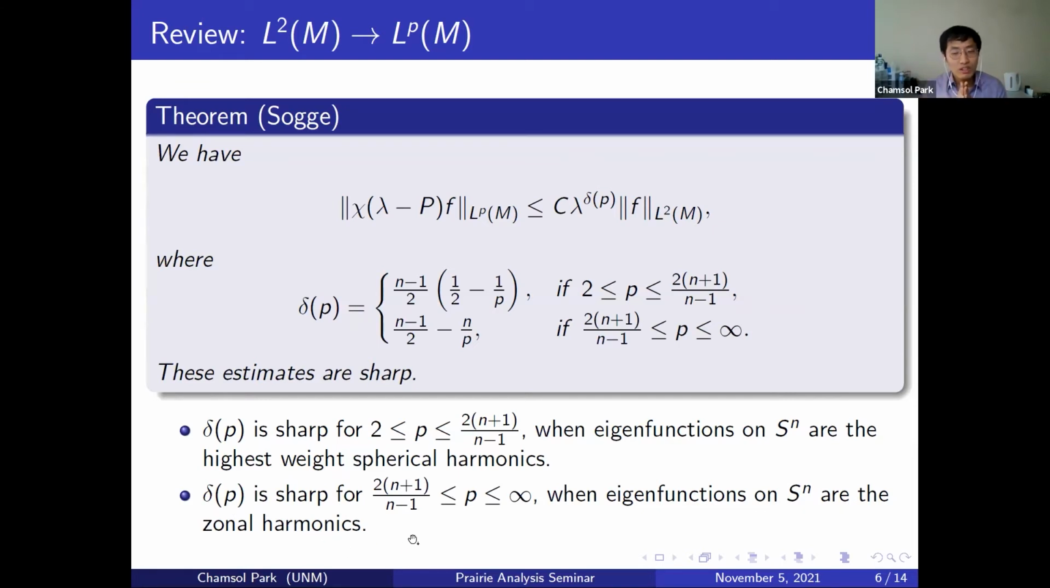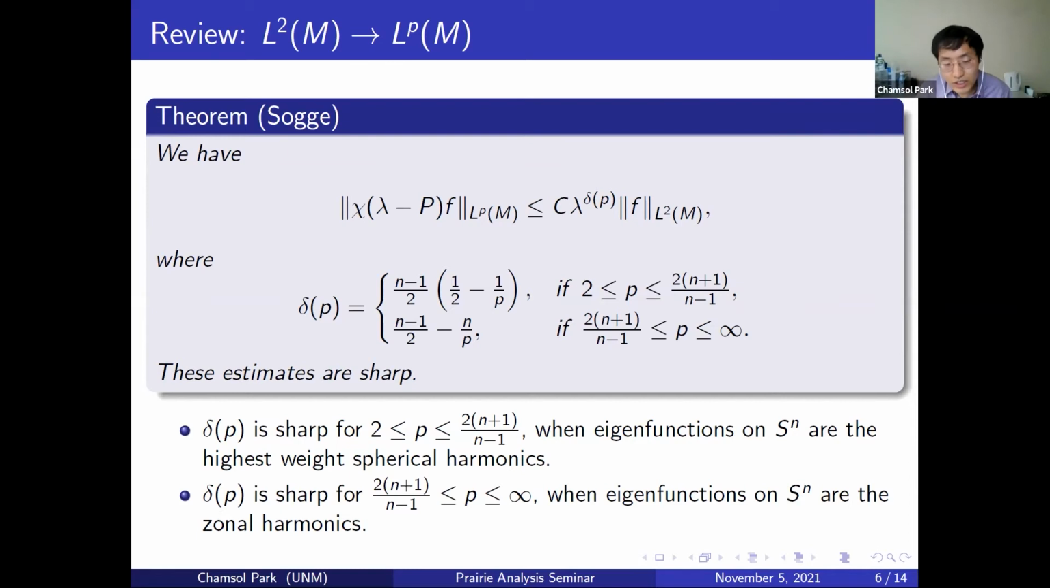One thing to note in this slide is that the highest weight spherical harmonics and the zonal harmonics on the unit spheres are really concentrated on a really small portion of the unit sphere. I mean, the highest weight spherical harmonics are concentrating along the great circle of the unit sphere, whereas the zonal harmonics are concentrated on the two poles, say North Pole or South Pole of the unit sphere. So they are concentrated on a really small portion of the unit sphere.